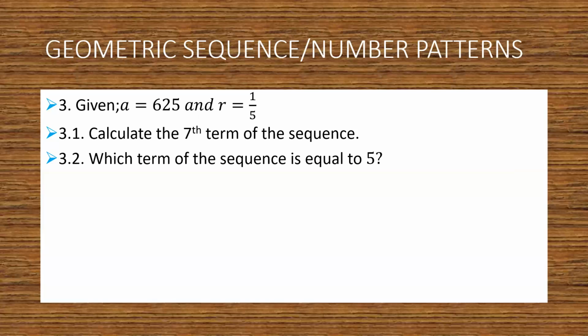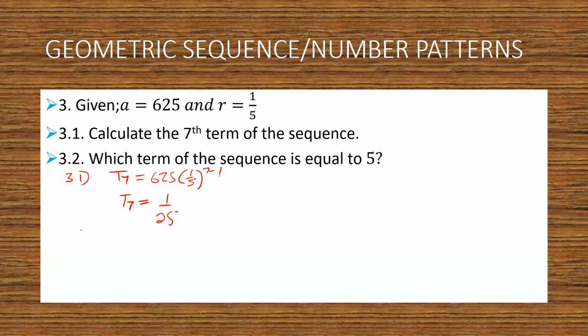So what do you have for 3.1? I substituted 625 into A, and then 1 over 5 into R, and then close bracket, 7 minus, I substituted 7 into N, then minus 1. And what did you get as T? I'm guessing that'll be T7, right? Yes. What do you get? 1 over 25.